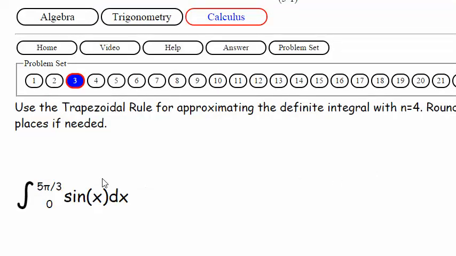Okay, let's just click on it and see what happens. Use the trapezoidal rule for approximating the definite integral, n equal to 4. And I'll read what it says out here. It says round to 4 decimal places if needed. Alright, so let's go ahead and write this down. The integral from 0 to 5 pi thirds of sine x dx. So we're going to get an approximation to this guy.